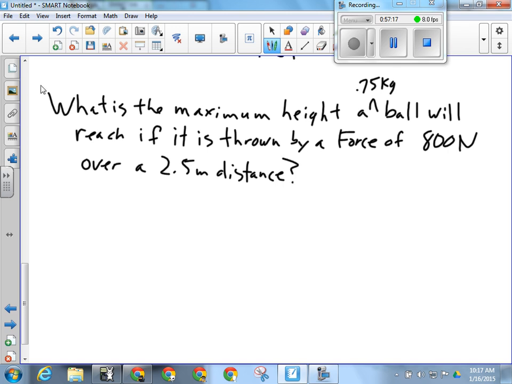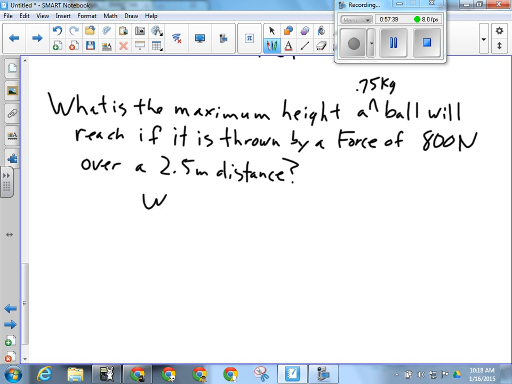Whenever we're doing a work energy theorem question, and we know this is a work energy theorem question because it gave me what? Force. Right away we know that. And we also know it's a work energy theorem question because the potential energy of the ball is changing. When it's on the ground, it has none. When it's at its maximum height, it has lots. We have to find out how much so we can figure out the height.